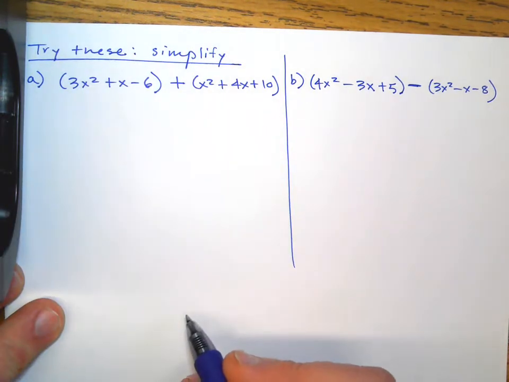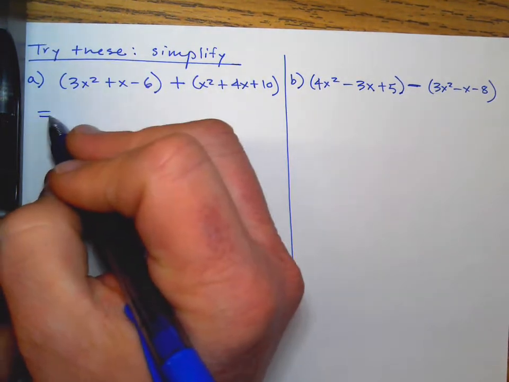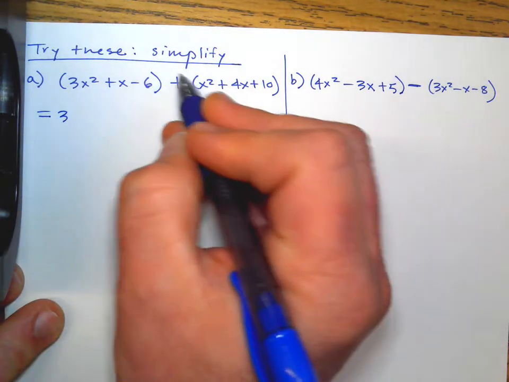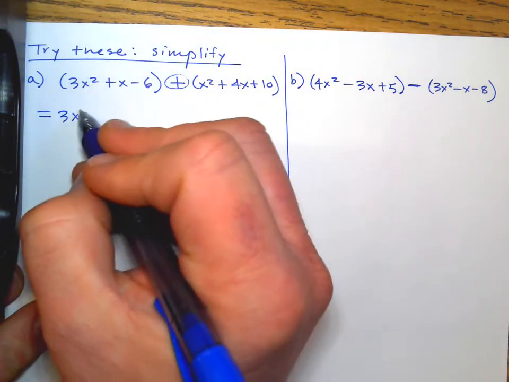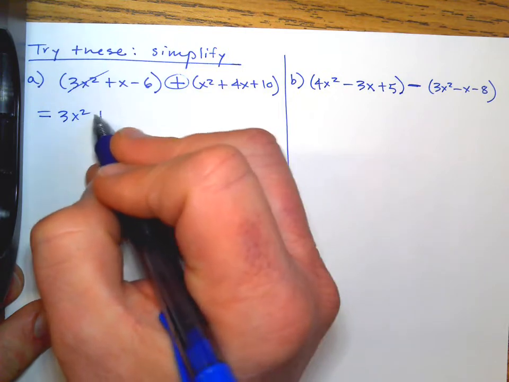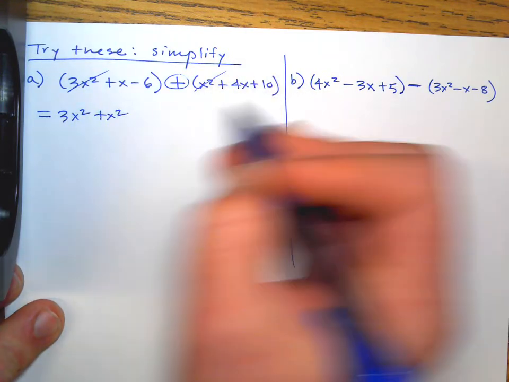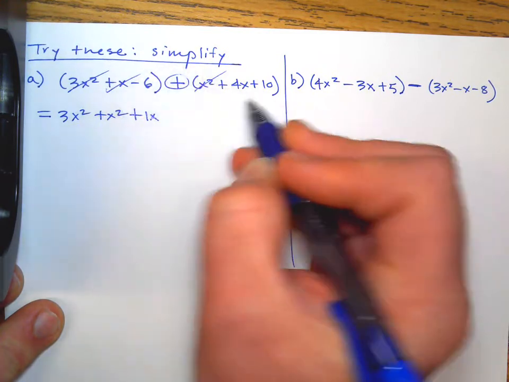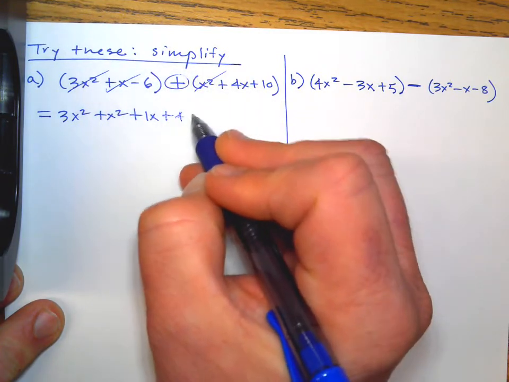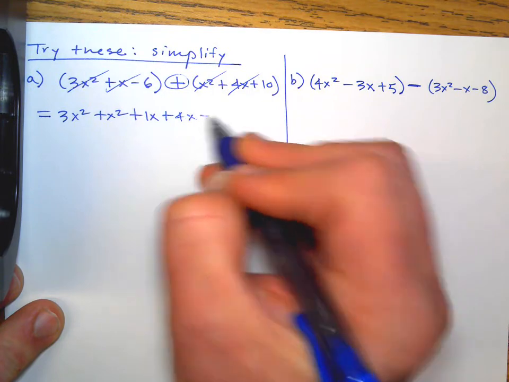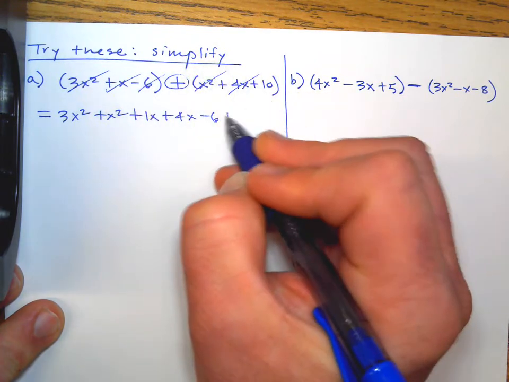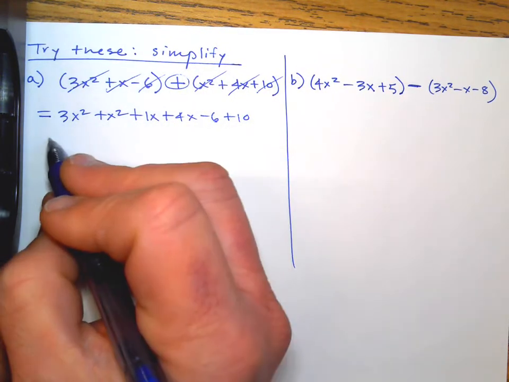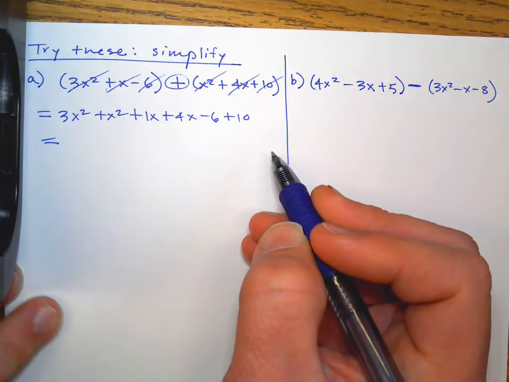Okay, assuming you have tried them yourselves. This one, since it's just addition, we're just going to go through and write the biggest power terms in order, and cross them out as I go. That's a 1x, right? That's a 4x. And then a minus 6 and a plus 10. So I cross them out just to make sure I don't miss any of them.